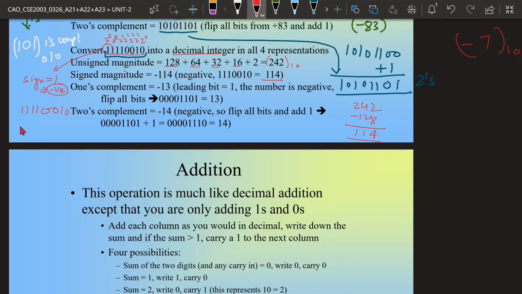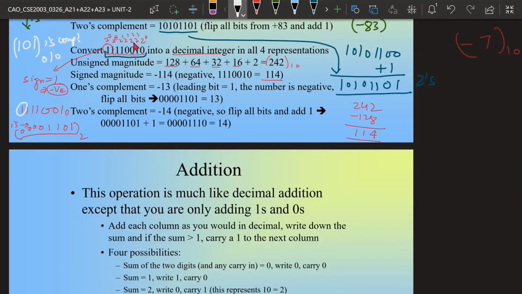1 1 1 1 0 0 1 0. So the ones complement will be just complementing each bit: 1 0 1 1 0 0 0 0. This is the ones complement number, so we need to find out its magnitude. Converting it to normal binary, 8 plus 4 is 12, plus 1 is 13. So 13 is the magnitude, but its sign will be decided by the previous number. That one had the MSB as 1, so its sign will be negative, but its magnitude will be 13. So in ones complement it is minus 13.